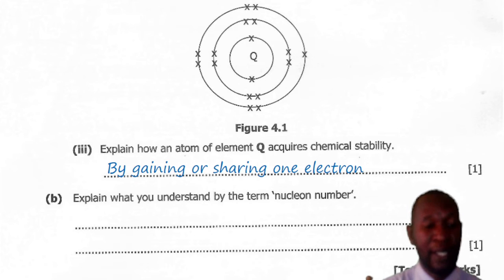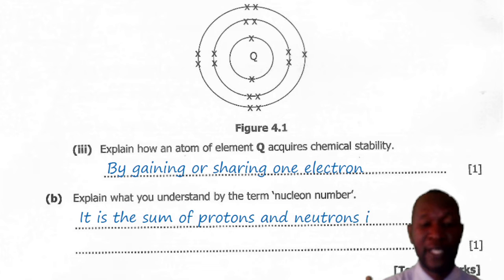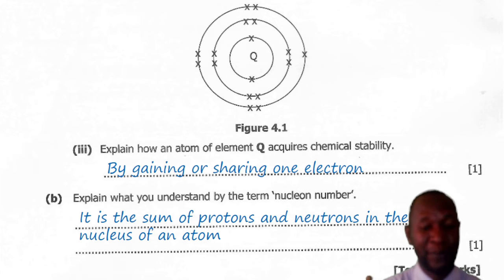Part B, explain what you understand by the term nucleon number. So the nucleon number is the sum of protons and neutrons in the nucleus of an atom. So that is also what we refer to as the mass number.